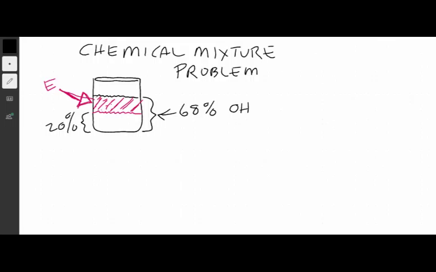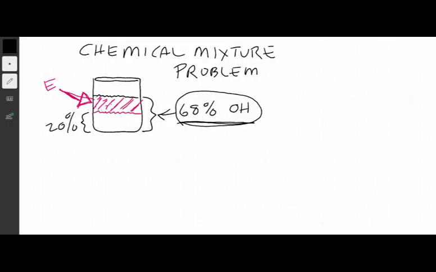So you have a mixture or a solution with 68% alcohol, as you can see right here. 68% alcohol. What they want to know is how much alcohol would be evaporated. That's shown in red. E for evaporation is shown in red. How much does it need to evaporate so that the remainder is 20%?